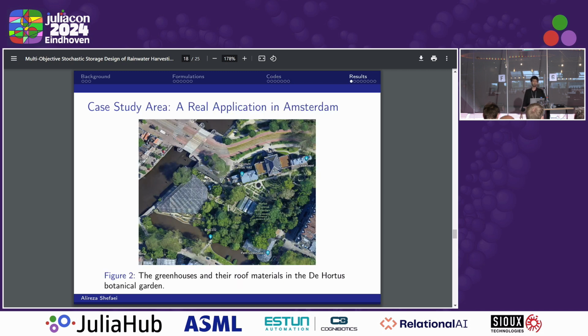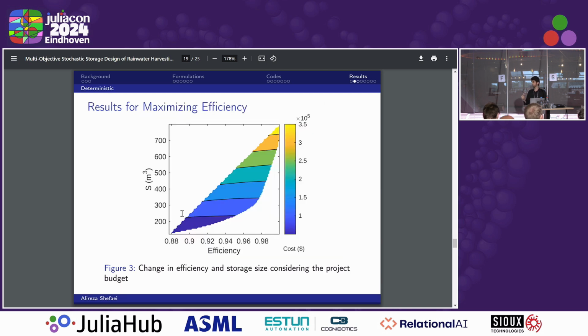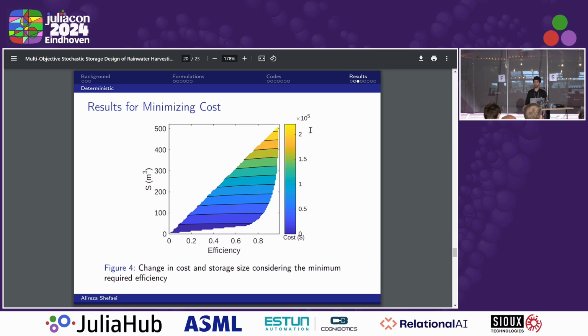Then, our case study area is a botanical garden in Amsterdam, and we use the data of this area. By solving the deterministic problem in the single objective case, for maximizing efficiency, we got a high efficiency, but by paying a high amount of cost. But when we minimize the cost, we need to pay a little amount of cost, but we have to expect a little value of efficiency.